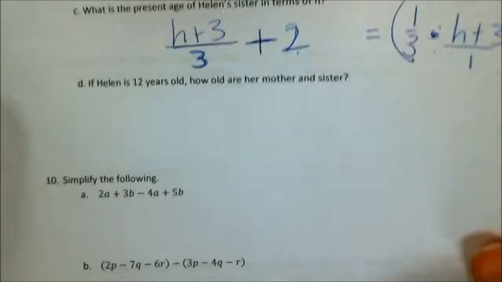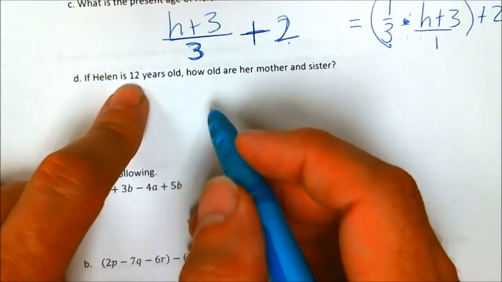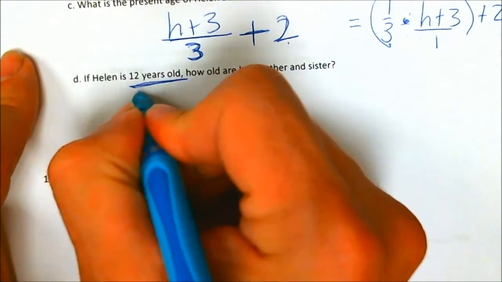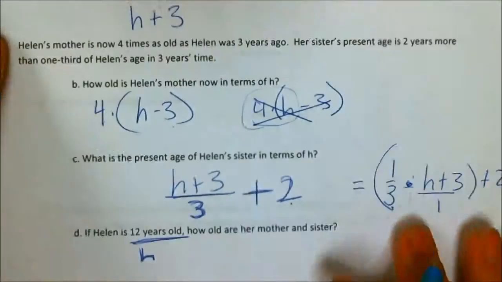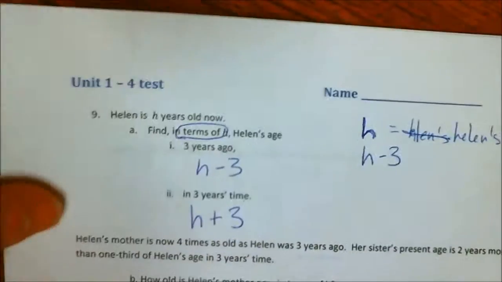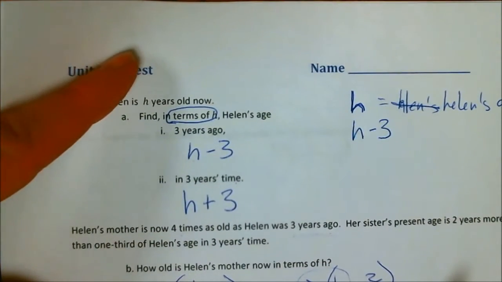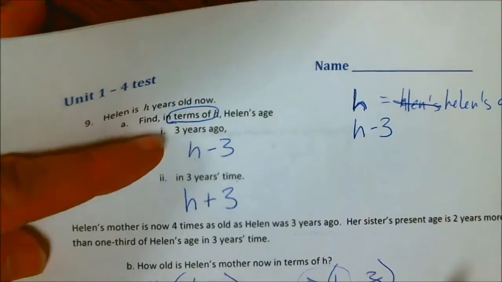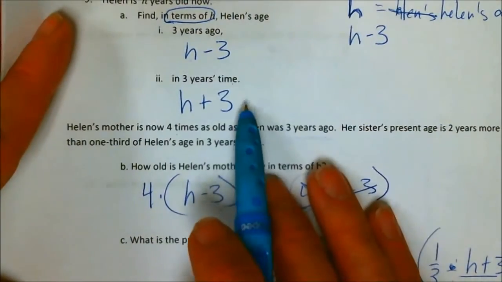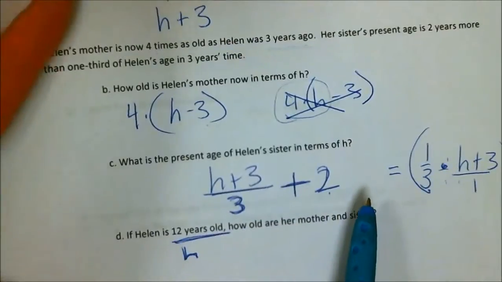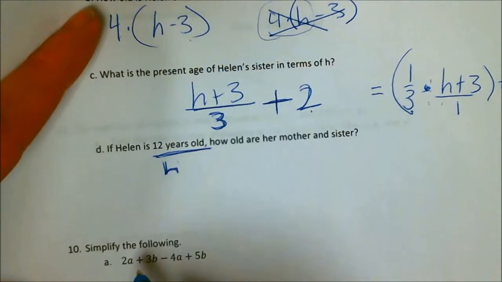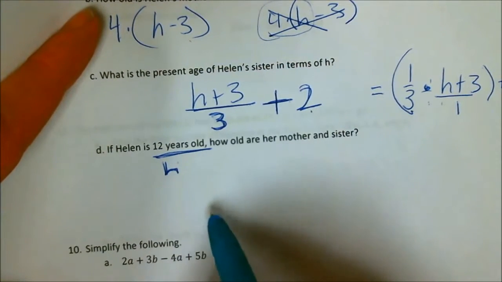Okay, so it says if Helen is 12 years old, oh, we just found out what h is. Right there. We didn't give you h before because we wanted to create these formulas. Just like engineers and scientists and financial people, especially chief financial officers in companies, just like all those people do, they create formulas so that when we get the numbers, we can plug them in. Well, we know now h is 12. It says, how old are her mother and her sister?